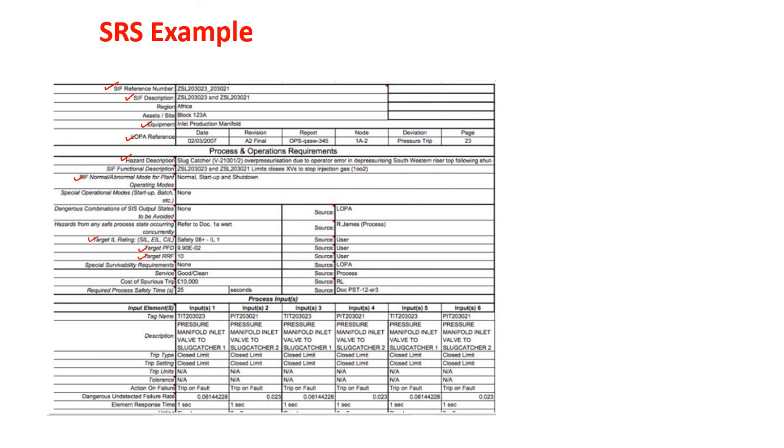And also some information about the spurious trip, the cost of the spurious trip, and then all the inputs like input 1, input 2, input 3. What is the tag name? What is the description? What is the trip type? What is the trip setting? What is the unit of the trips? What is the tolerance? What is the action on failure? What is the dangerous undetected failure rate? What is the element response time? So all this information is covered in the SRS, right? This is just an example SRS that I have pulled up.